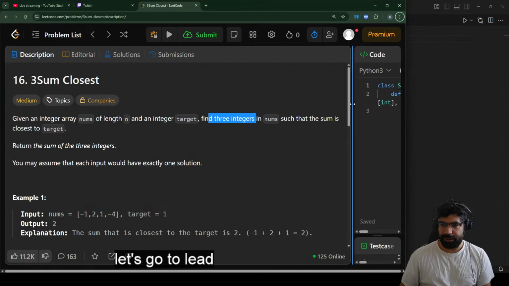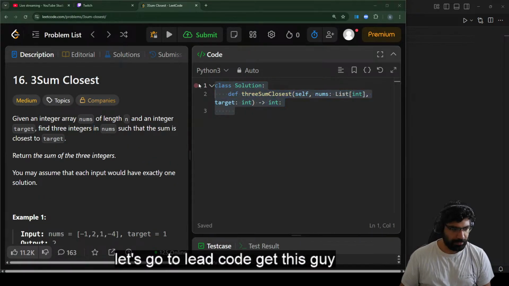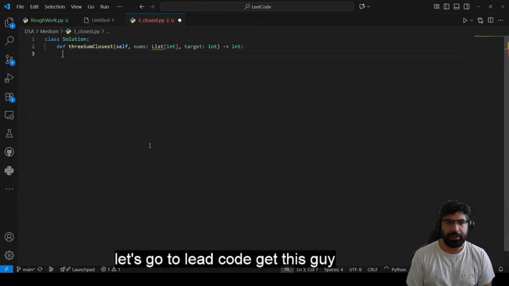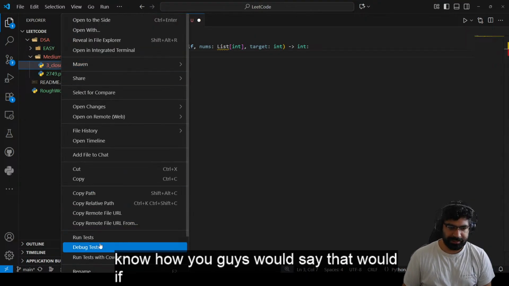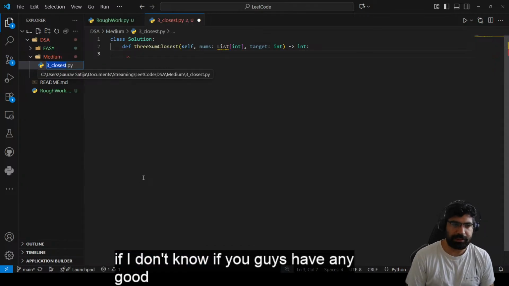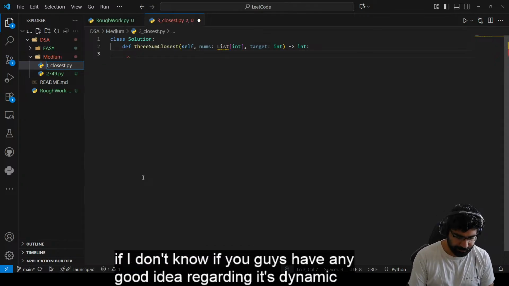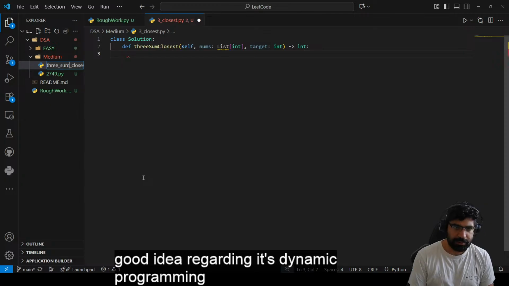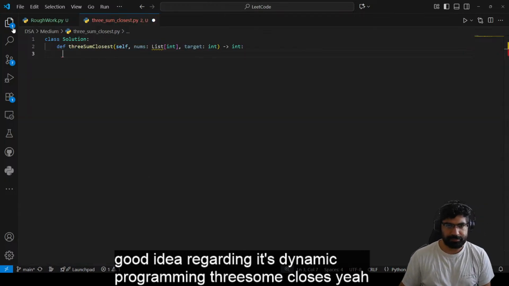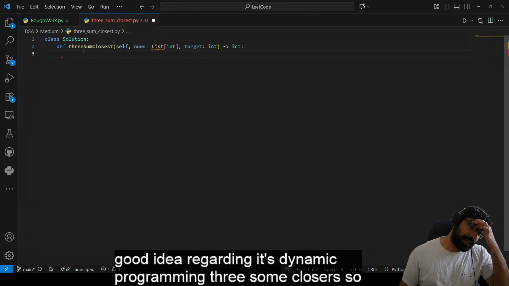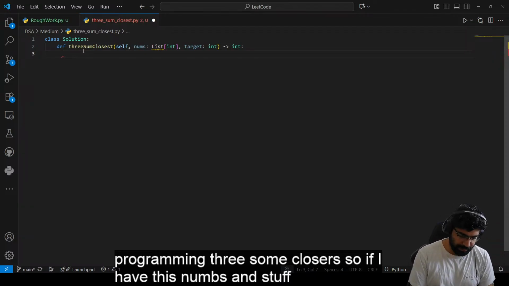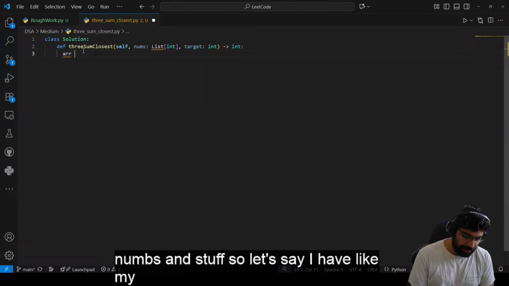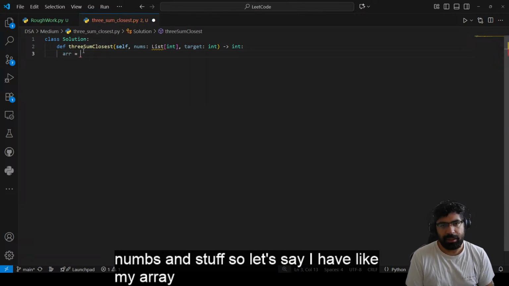Let's go to LeetCode, get this guy. I don't know if you guys have any good idea regarding its dynamic programming. Three sum closest, yeah, like that. So if I have this nums and stuff, so let's say I have my array, right? And its length is 3.